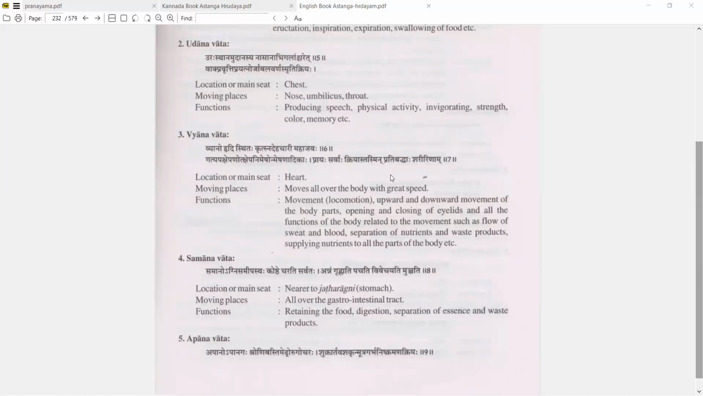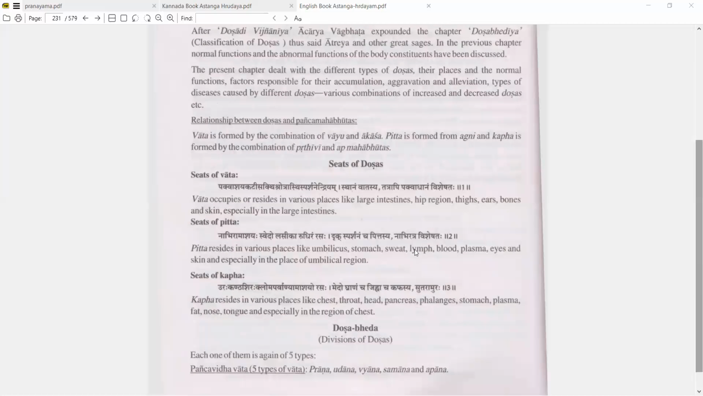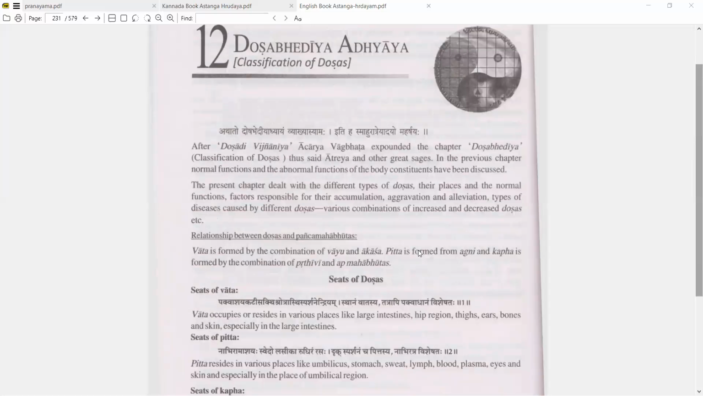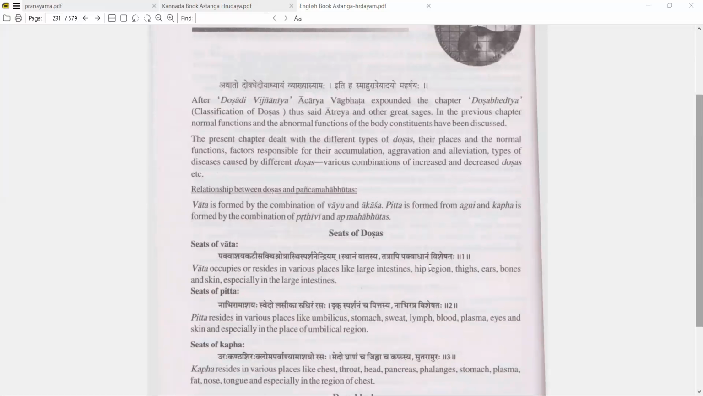Apana Vata. Thank you, Chitraji. Anybody wants to say anything on Doshabhediya Adhyana, the seats of doshas?